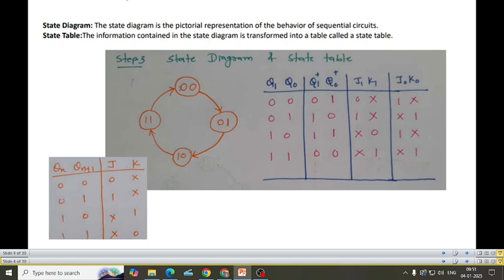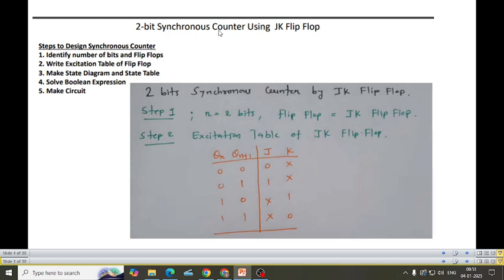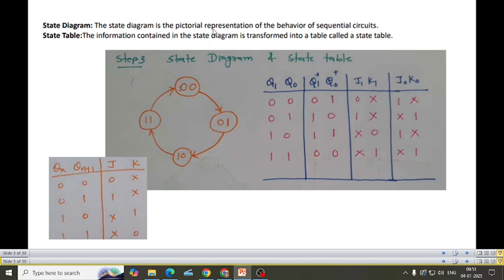Let us see how to draw the state diagram. When it comes to the state diagram, you know what type of counter you need to design. You need to design a 2-bit synchronous counter. Since it is 2-bit, it is 00, 01, 10, 11. So state diagram is nothing but a pictorial representation of the behavior of the sequential circuit. Since it is a counter, it counts from 00, then it goes to 01, then 10, then 11, and 11 goes back to 00. So this is the state diagram.